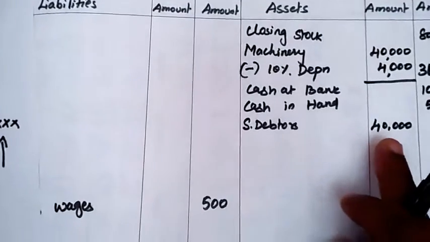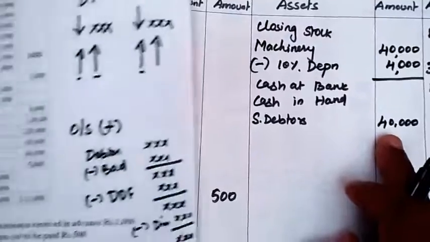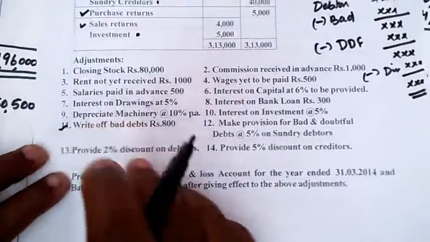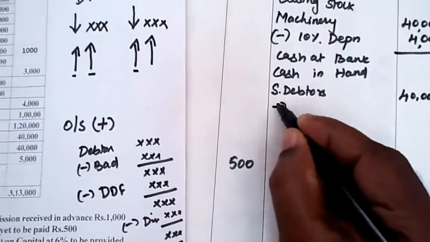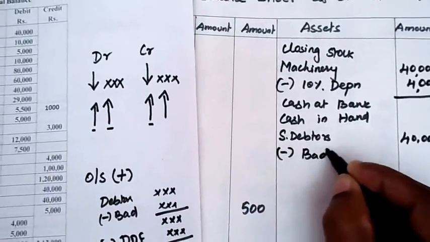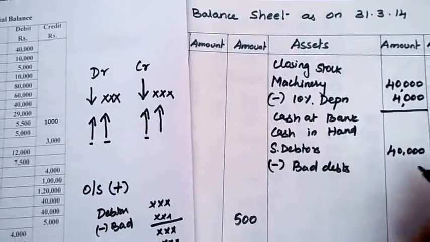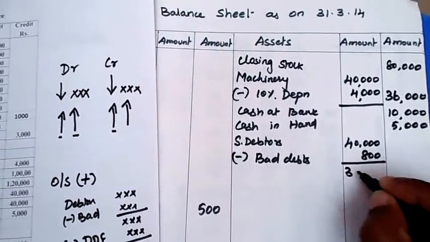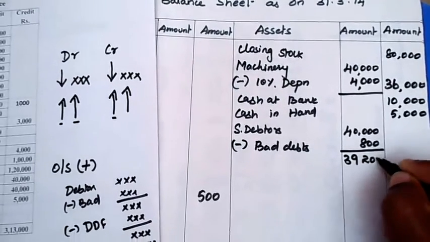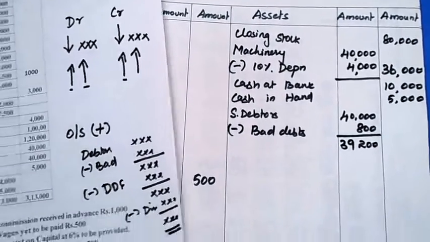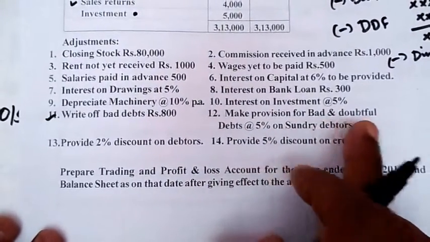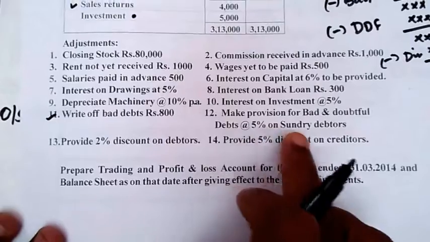Okay. Sundry debtors, inner column 40,000. Just see the adjustment. Bad debts 800 rupees. Just subtract this amount, less bad debts. How much? 800 rupees. The remaining balance is 39,200. Then the next adjustment regarding debtors is to make provision for bad and doubtful debts, 5% on debtors.